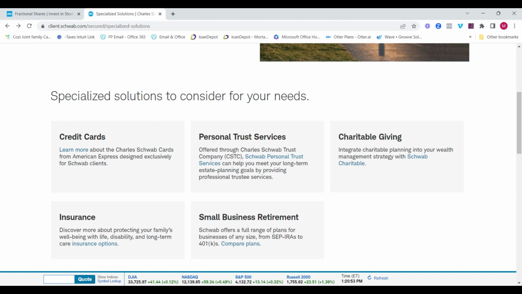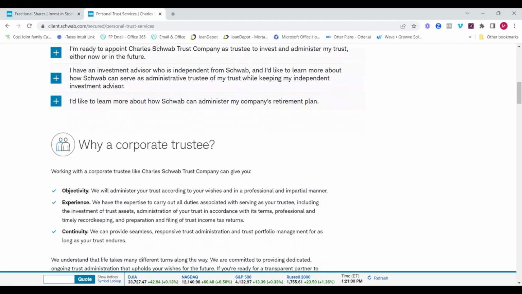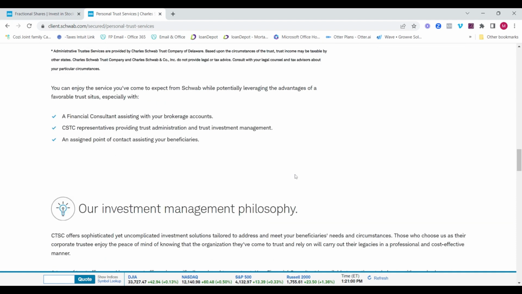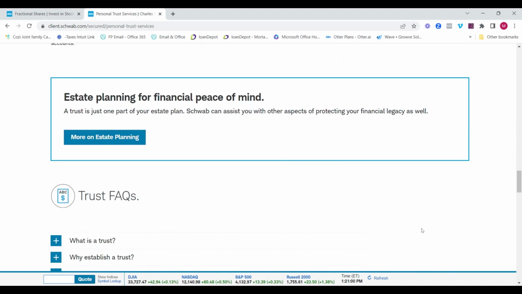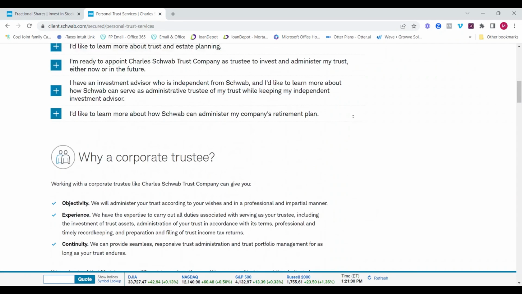Let's go back. They also have personal trust services. If you're interested in owning a trust, you can have it executed by Charles Schwab. Here are some of the types of trusts they have available: living trusts, revocable trusts, irrevocable trusts, charitable trusts, family transfer trusts. There are multiple available, and you'd have to contact someone at Schwab to find out more details about opening them. But this can all be part of comprehensive estate planning that you do all through one brokerage firm.